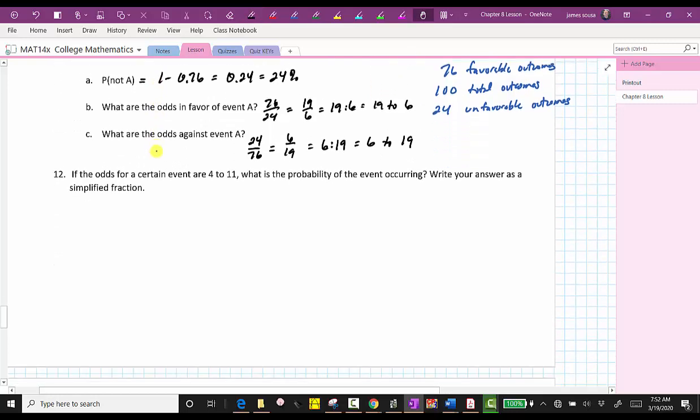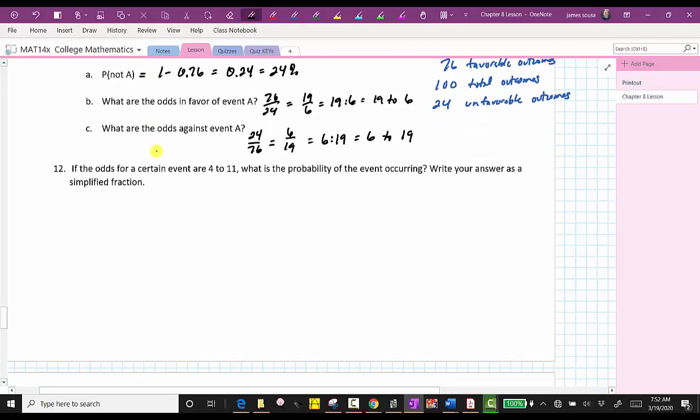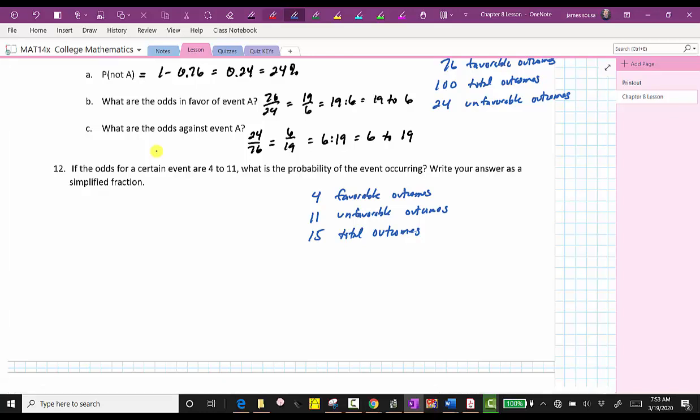And for our last example, if the odds for a certain event are 4 to 11, what is the probability of the event occurring? Remember, 4 to 11 is the ratio of the favorable number of outcomes to the unfavorable number of outcomes. So we have 4 favorable outcomes to 11 unfavorable outcomes, which means there must be 4 plus 11 or 15 total outcomes. And therefore the probability of, let's just call it event E, is equal to the number of favorable outcomes divided by the total number of outcomes, which gives us 4/15.